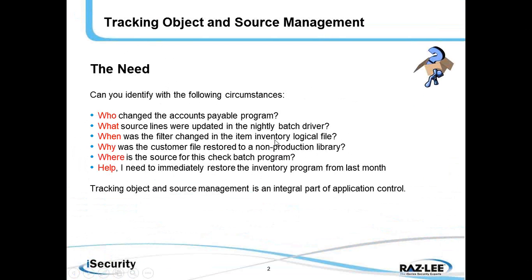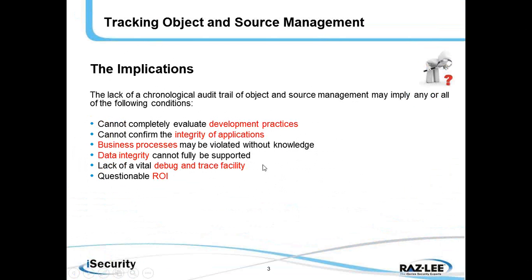These are circumstances that you may be able to identify with, either some or all, but they create a need for you to resolve these situations. Tracking objects and source management is an integral part of application control.